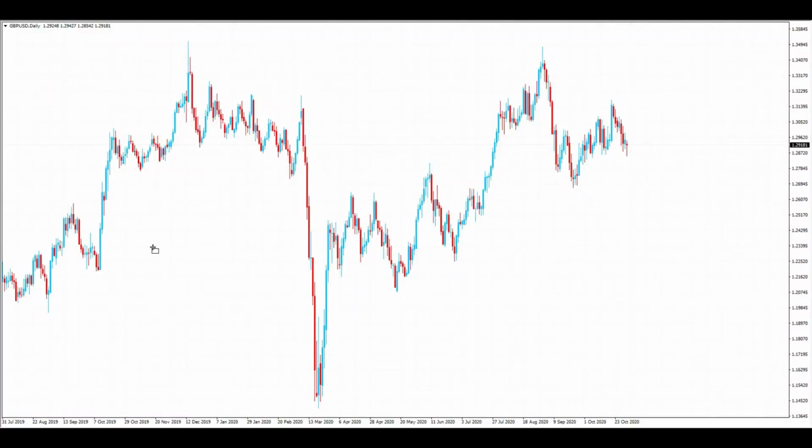Okay, so now that we're in the charts, I'm going to show you an example of what a key level is in the market, and also how to identify it and how to apply it into your trading. So this is GBP/USD on the daily chart, so I'm going to give you a quick example of what a key level is. So straight away for me, key level in the market, going through the market here.